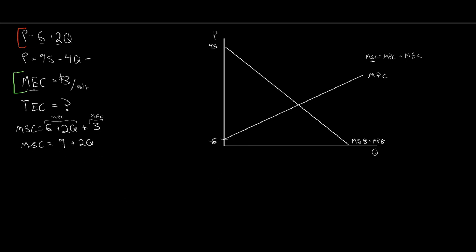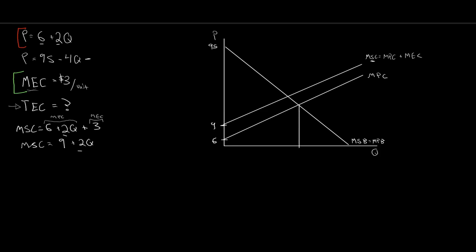If I want to visualize that, there's 6. Let's say that's 9. Same slope, 2Q, 2Q, so they're parallel lines, and I get my marginal social cost curve. Okay, what are we looking for? We're looking for that total external cost. Well, this total external cost is at the private optimal, right? We only have a total external cost at the private optimal. At the social optimal, it's been accounted for.